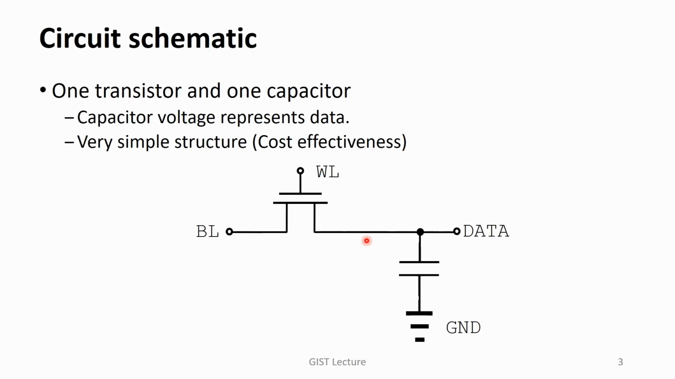The DRAM cell has one transistor and one capacitor. Voltages of the bit line and the word line can be applied. The capacitor voltage represents data. Since it has a very simple structure, we can reduce its area. It is directly related with the cost effectiveness.